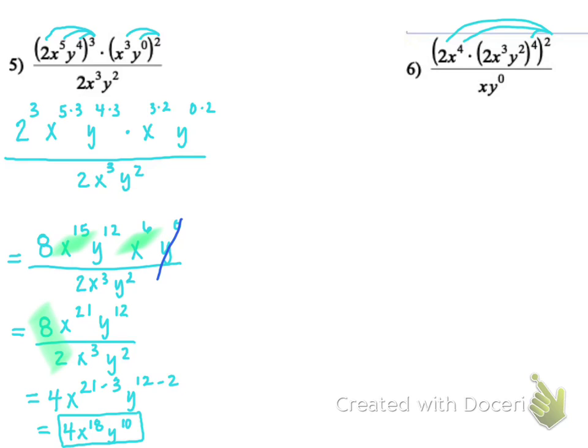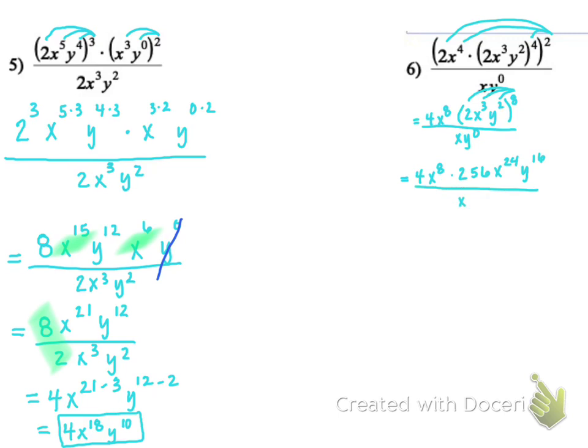Number 6, I need to distribute the 2 to everything inside the parentheses. Okay, so I distribute it to the 2x to the 4th and to that 4 that's around that extra set of parentheses. Okay, so once I do that, 2 squared is 4. I get x to the 8th. And I still have, now instead of that second set of parentheses to the 4th, it's to the 8th. So now I can go ahead and distribute that power to everything inside there.